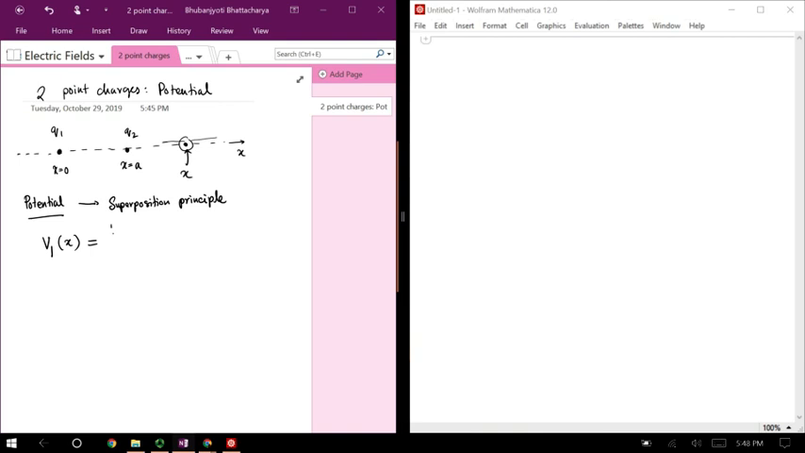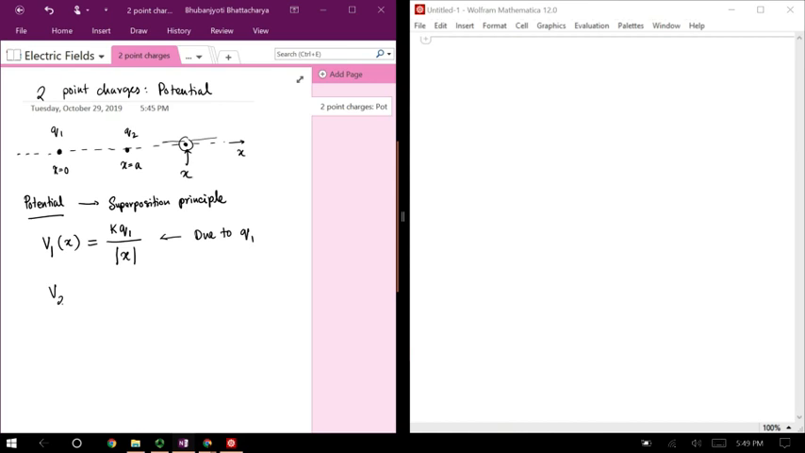So this would look like k Q1 divided by the distance between x equals 0 and x equals x. And remember, we have to take the absolute value of this. And the reason why we have to take the absolute value is the potential doesn't know which direction you're going. Potential is a scalar, so it only knows the distance, the scalar distance, which means the magnitude of the distance, right? So V1 of x is equal to k Q1 over magnitude of x. So that's my potential V1 due to charge Q1.